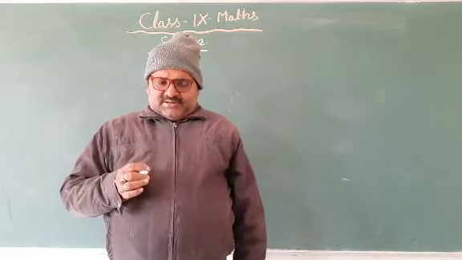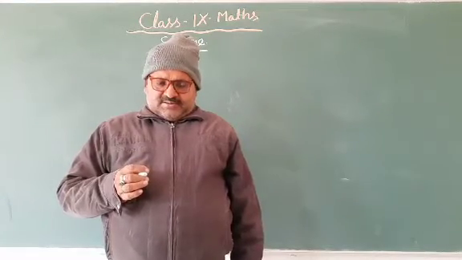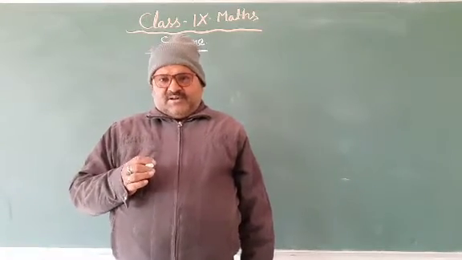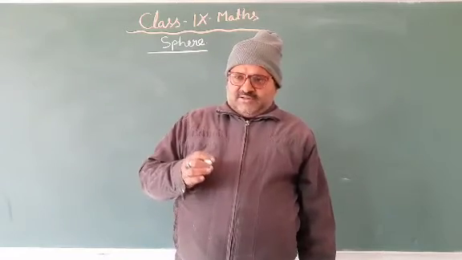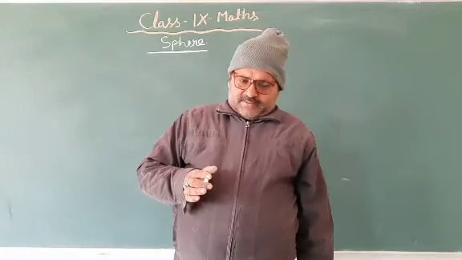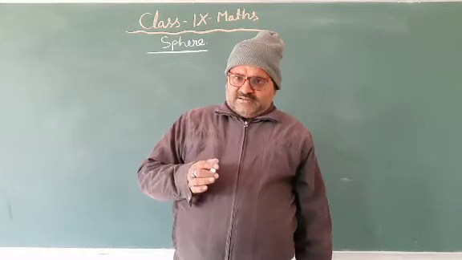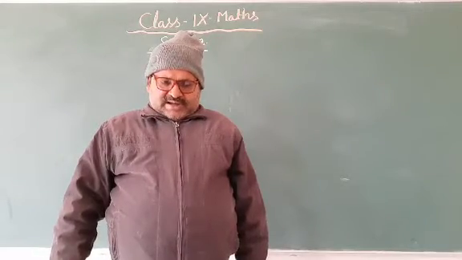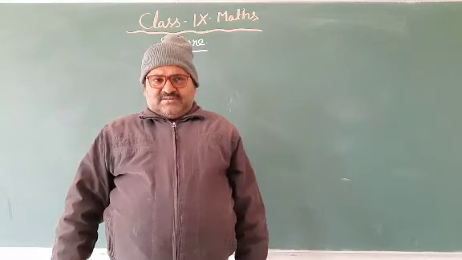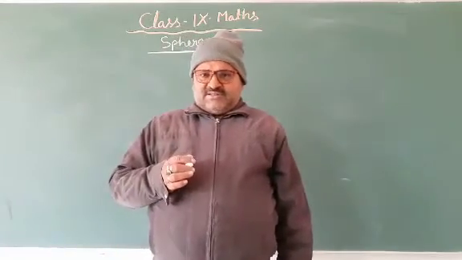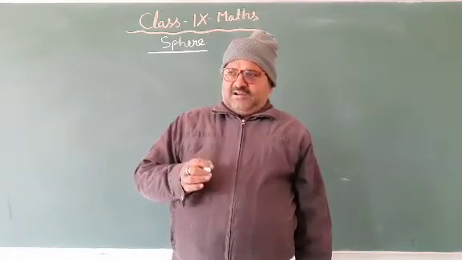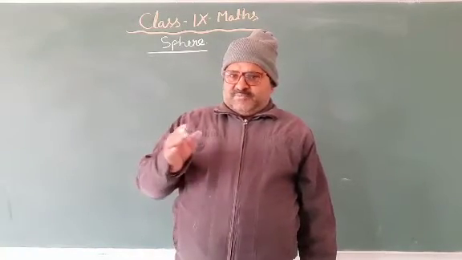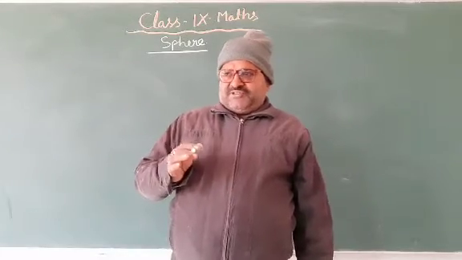all points in the space which lie at a constant distance from a fixed point. The constant distance is called the radius, and the fixed point is the center of the sphere.